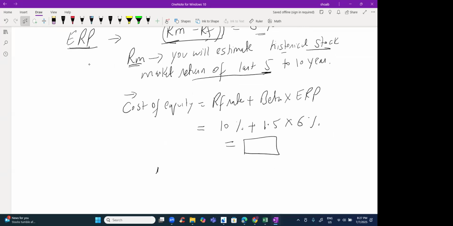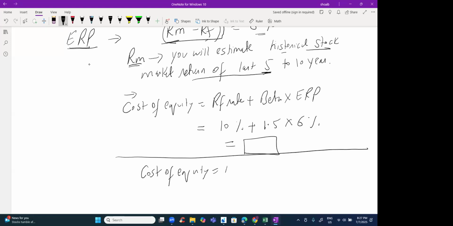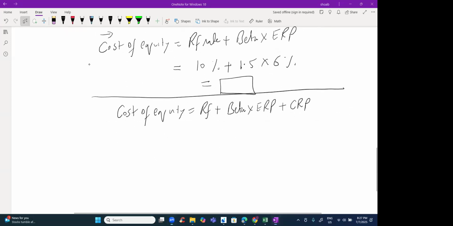Okay, there is another approach which we usually follow in my company. I follow this second approach. Cost of equity equals risk-free rate plus beta into equity risk premium plus country risk premium. Okay, sir. How do you do this? We usually take the risk-free rate. Okay, this is a Saudi company. You can also do this for a Pakistani company as well, but the concept is the same.